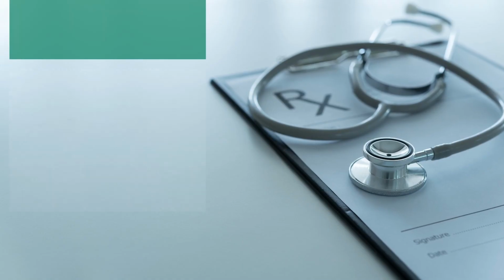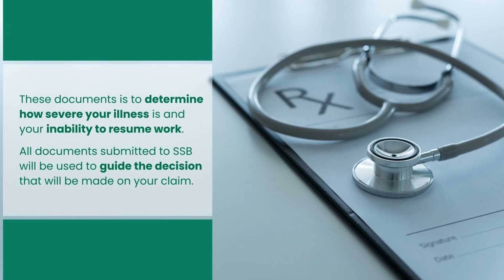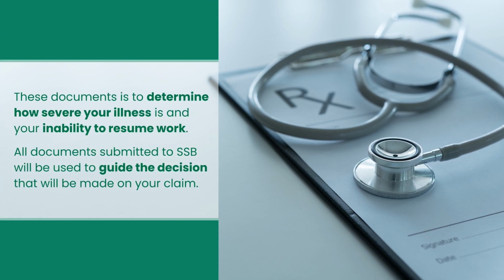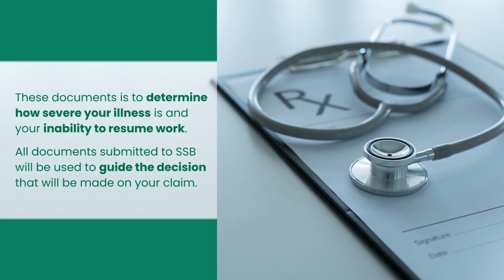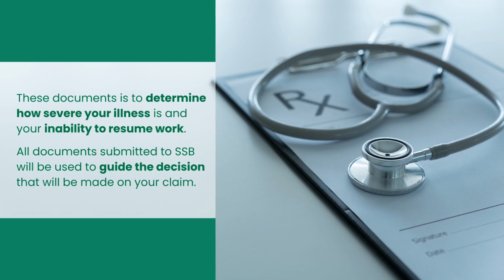You can also submit a copy of any prescriptions, laboratory studies, or bills to support your medical history, diagnosis, and work incapacity, which now renders you permanently incapable of work. The request for these documents is to aid in the determination of how severe your illness is and your inability to resume work. All documents submitted to SSB will be used to guide the decision that will be made on your claim.